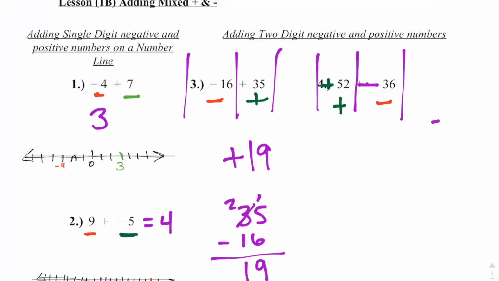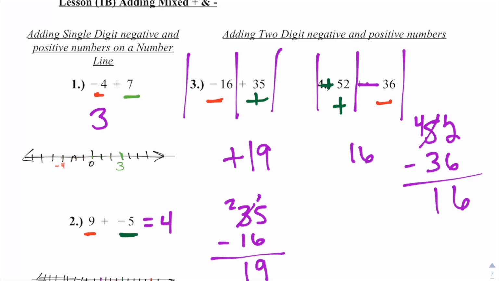And again, to find the difference, you always put the largest number on top and subtract the smaller number. And again, we're going to use our technique of borrowing out of the tens place. So we have 12 minus 6, which is 6, and 4 minus 3, which is 1. And that gives us a difference of 16. And we know that 52 is greater than 36, so the positive team is going to win. So the solution there will be 16.